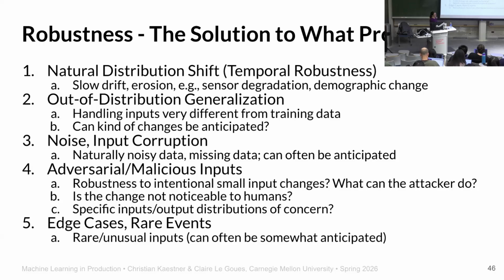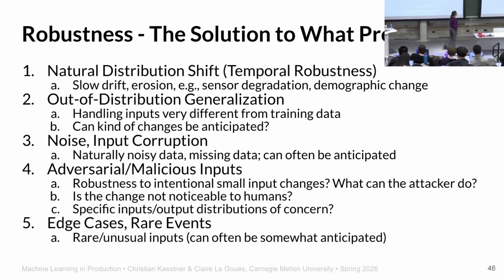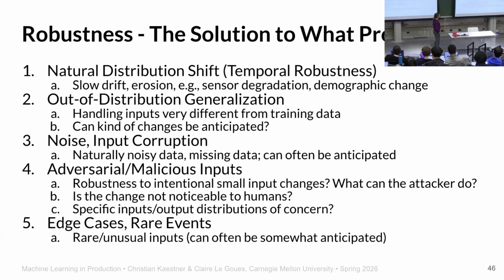So we want to look at robustness and making a robust model and how we'll deal with them. They have different problems that it applies to, right? We can be robust temporally in terms of a natural distribution shift. What happens if our sensors degrade slowly? There's out of distribution generalization, so how do we handle inputs very different from training data, and can the kinds of changes be anticipated? There may be natural noise or a corruption that can be anticipated as well. Adversarial inputs, that's getting more into the security space. And then also rare and unusual inputs that can also often be anticipated and dealt with ahead of time.